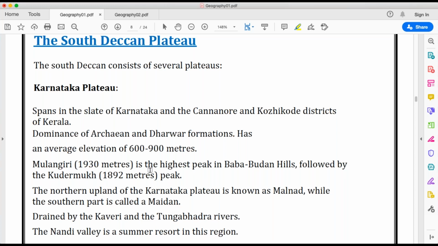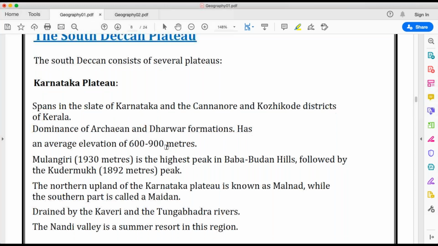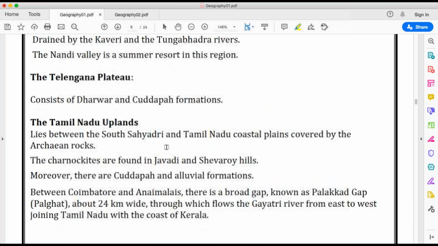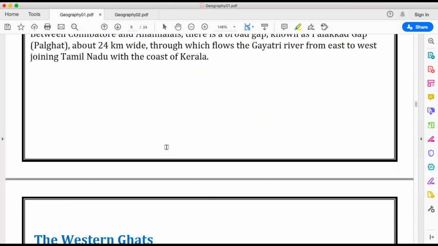No one is going to ask you to tell the average elevation of Archean and Dharwar formations. No one is going to ask you. So just remember that if I talk about Karnataka Plateau, what are the regions it covers and what are the rivers in it? That's it. Same for all the plateaus, just the regions and the rivers.